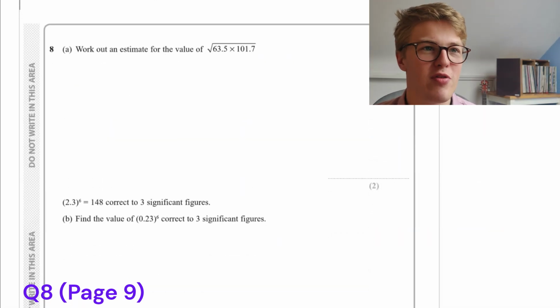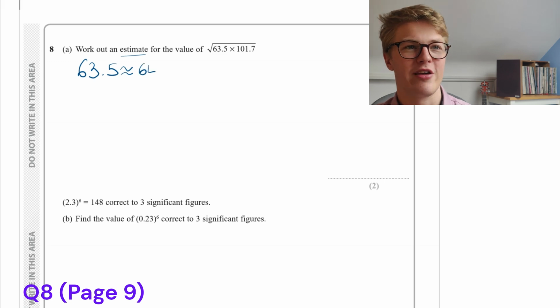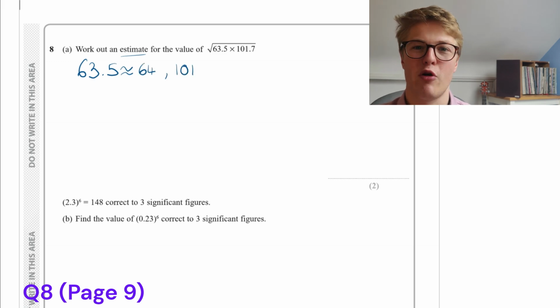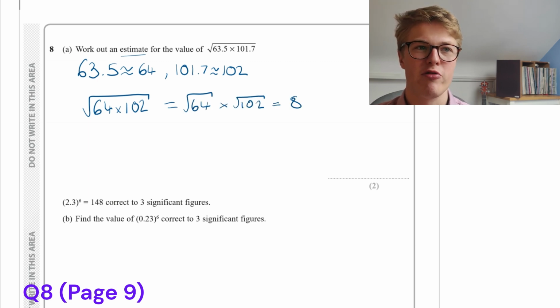Work out an estimate for the value of the square root of 63.5 times 101.7. So 63.5 is approximately equal to 64, and 101.7 is approximately equal to 102. When we do 64 times 102, we can see that this breaks down to the square root of 64 times the square root of 102. The square root of 64 is 8, and we're left with the square root of 102.